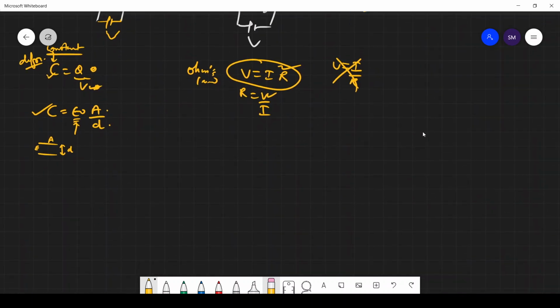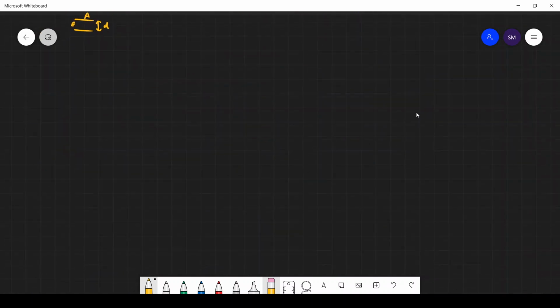So now we'll be doing some more exercise questions today. As we are doing capacitance, let us take the questions of capacitance first. The questions of capacitance start from the exercise questions, question number 2.23.